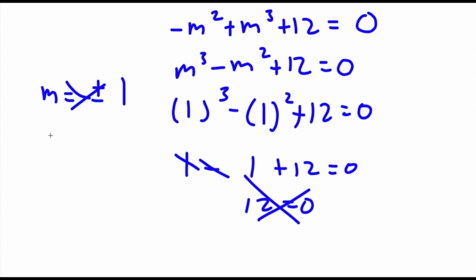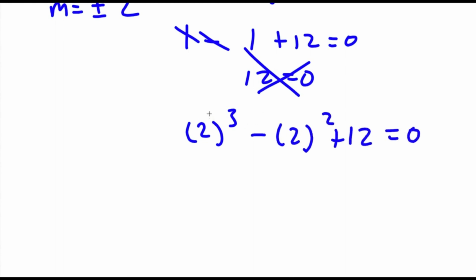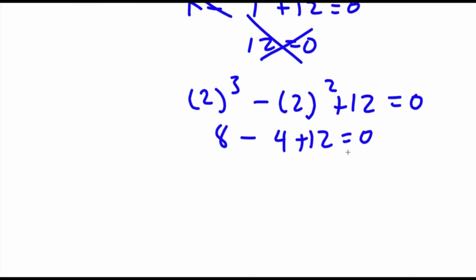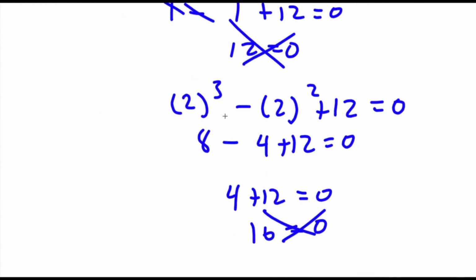Now I'm going to try positive and negative 2. So first, positive 2: 2 to the power of 3 minus 2 squared plus 12 is equal to 0. 2 to the power of 3 is 8, minus 2 squared is 4, plus 12 is equal to 0. 8 minus 4 is 4, so I have 4 plus 12 is equal to 0, and 16 is equal to 0. This is wrong, so positive 2 doesn't work.